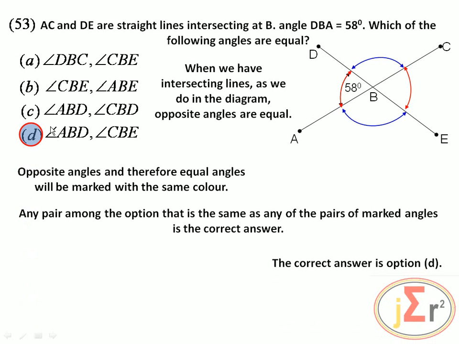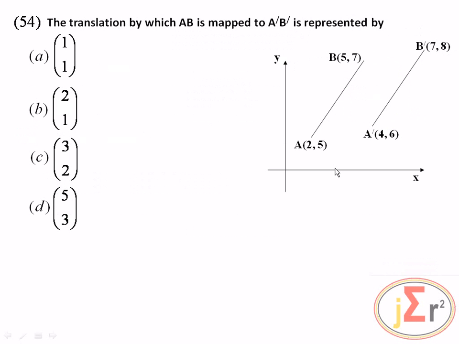So option D has ABD equal to CBE. These two are equal. Option D is correct.